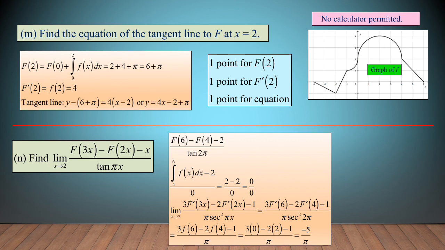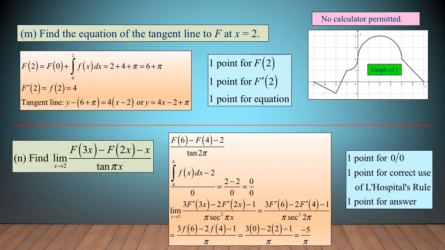3 points for this problem: 1 point for getting 0 over 0, then 1 point for the correct use of L'Hopital's rule in terms of the formula, and then 1 point for actually applying L'Hopital's rule and getting the correct answer.